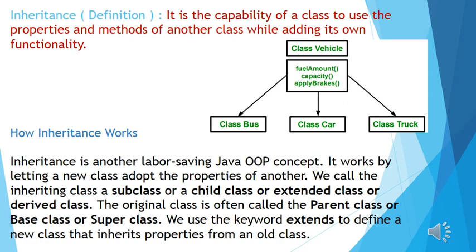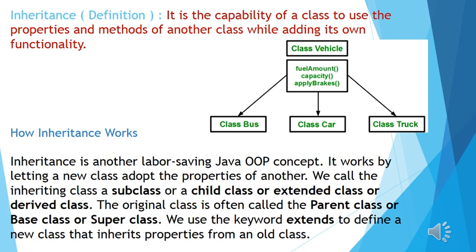Inheritance is the capability of a class to use the properties and methods of another class while adding its own functionality. Just like in biology, children inherit some of the properties, and along with that, they also have their own properties. The same concept is utilized here. First of all, one class will be created. All the attributes of that class can be accessed by another class where the permission will be given.